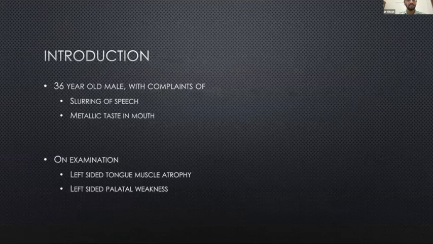We have a 36-year-old male who came with complaints of slurring of speech and altered taste, like a metallic taste in the mouth. On examination, he had left-sided tongue muscle atrophy and left-sided palatal weakness also. When further investigated, they did a CT scan.